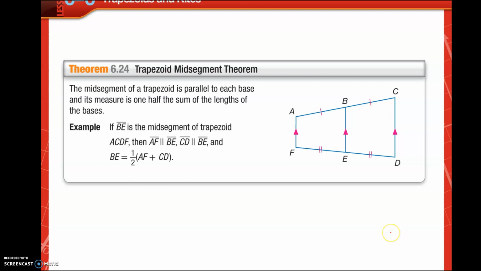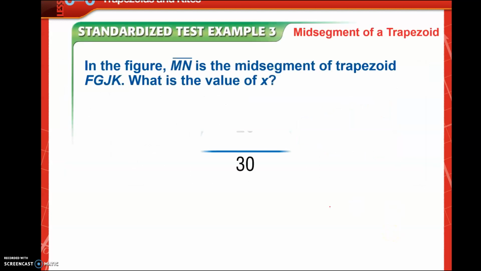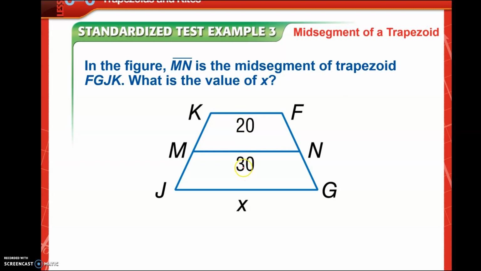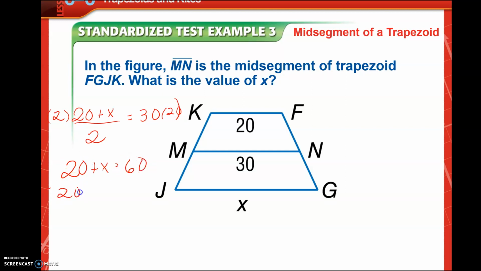between these two. So if I know this length is 20 and this length is 30, that 30 is the number in between 20 and whatever this is. So 20 plus x divided by 2 equals 30. Multiply both sides by 2. 20 plus x equals 60, and subtract 20. So that's like setting it up into an algebraic equation.